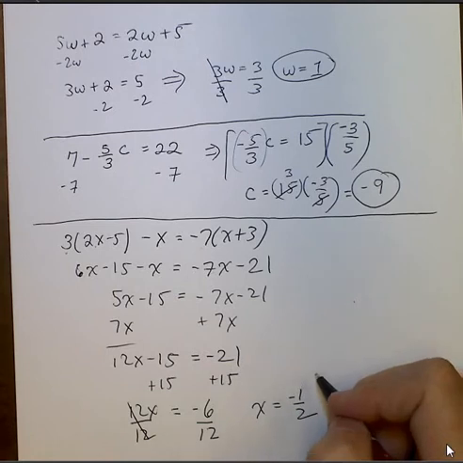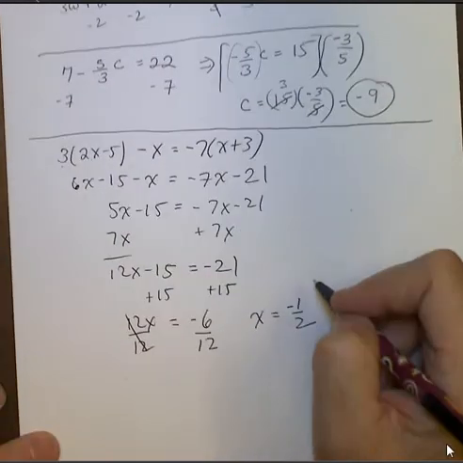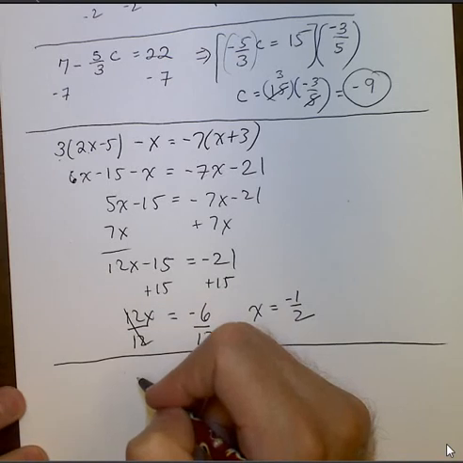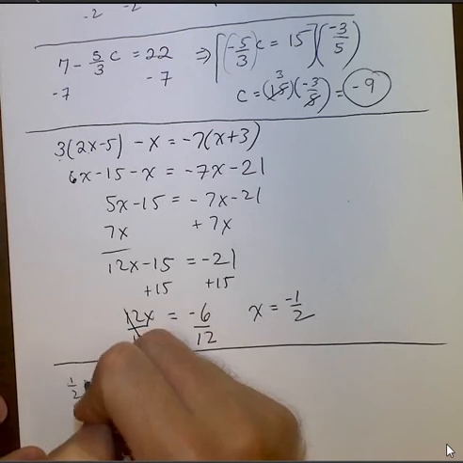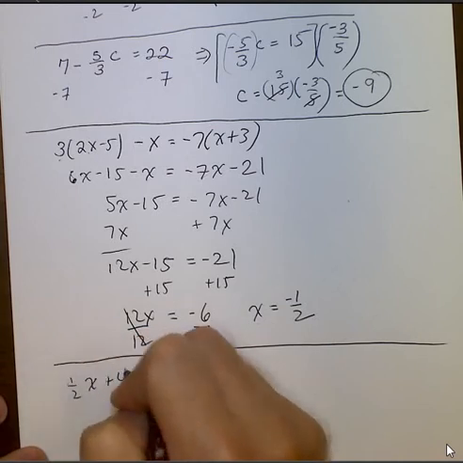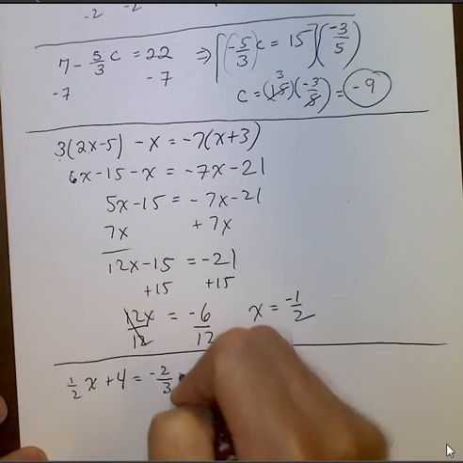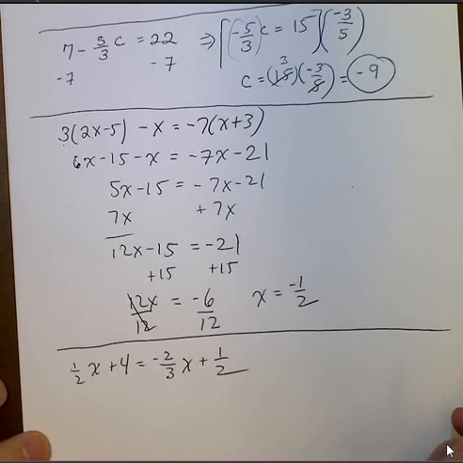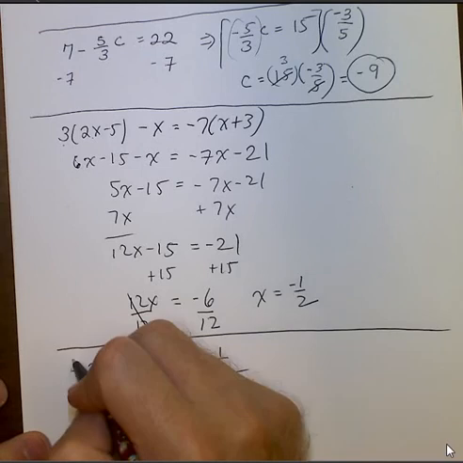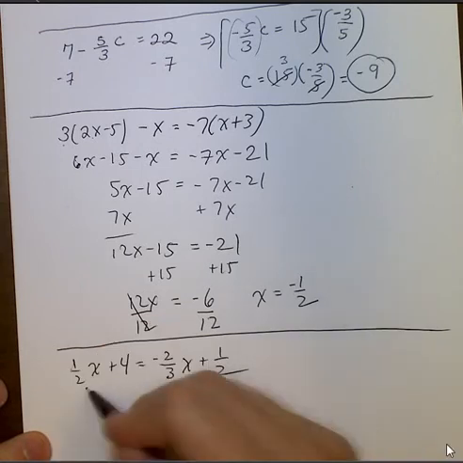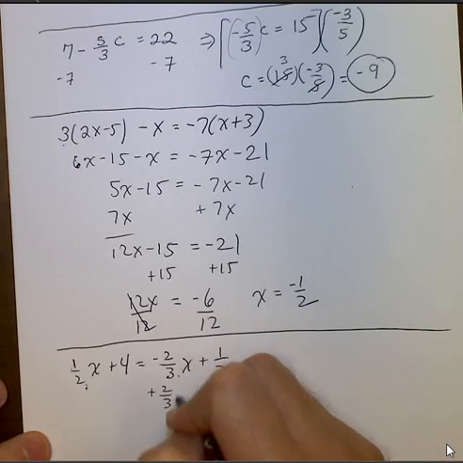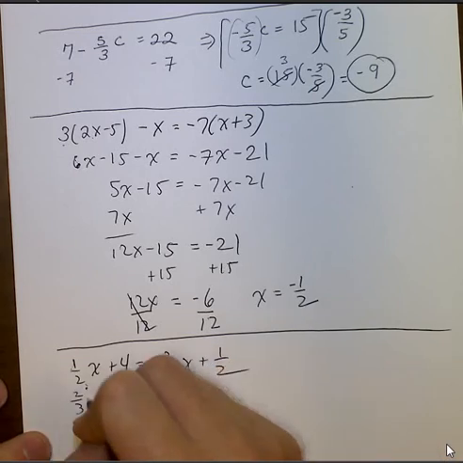All right, I'm going to do one more for you. If I gave you a problem that involved lots of fractions, 1/2 x plus 4 equals negative 2/3 x plus 1/2, the first thing I'm going to do, like I did before, is move my x terms, of which there are two, to the same side. I'm going to add 2/3 x to both sides.